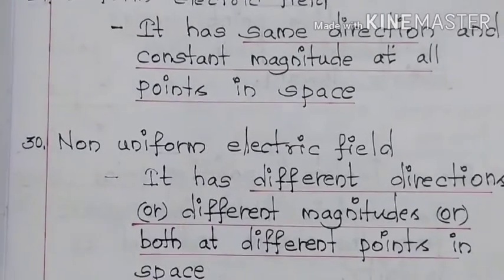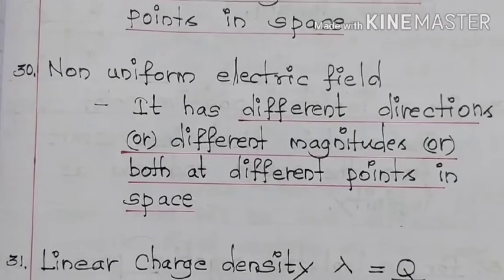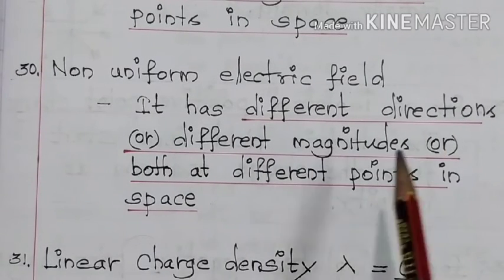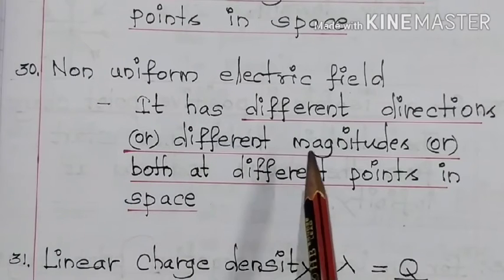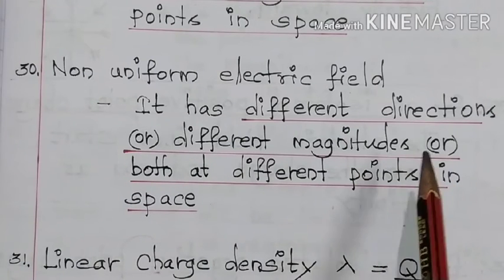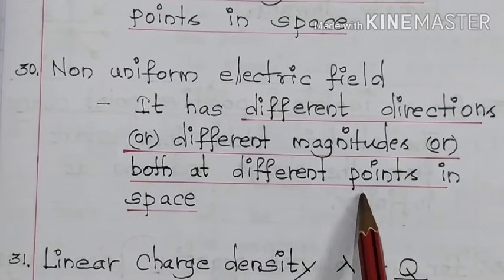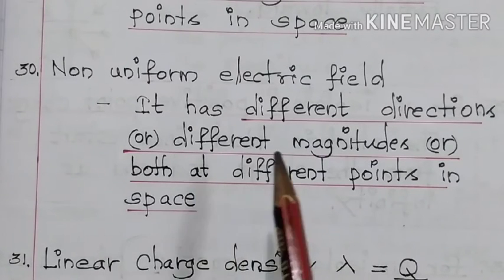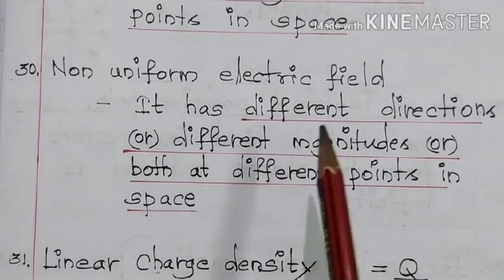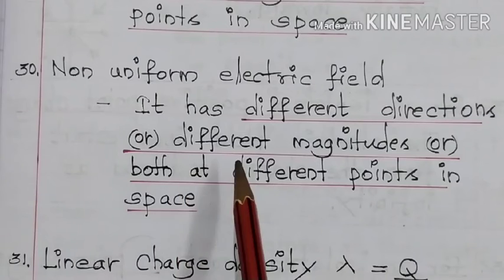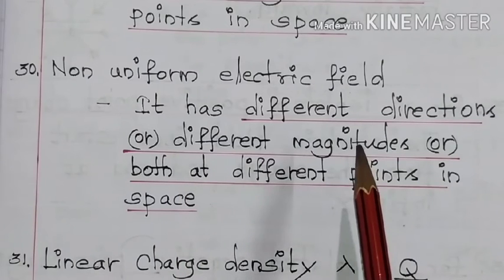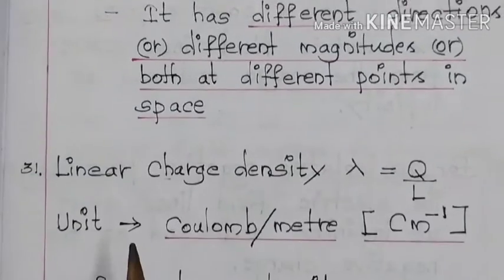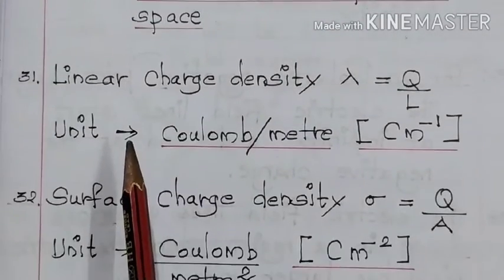Then non-uniform electric field. It has different directions or different magnitudes or both at different points in space. In contrary to uniform electric field, it has different directions or different magnitudes or both at the same time at different points in space.